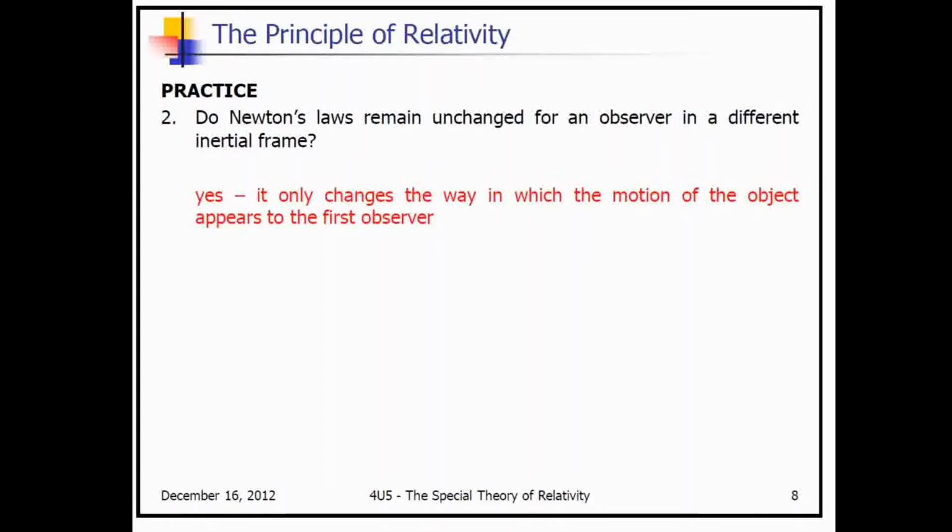Another question here, it says, do Newton's laws remain unchanged for an observer in different inertial frames? And they do. It only changes the way in which the motion of the object appears to the first observer. So now what we're going to get into is we can still use Newton's laws in different frames of reference. But if we're looking at an observer from one frame of reference, at an observer or a phenomenon in another frame of reference, then the way Newton's laws work will appear different for that observer.